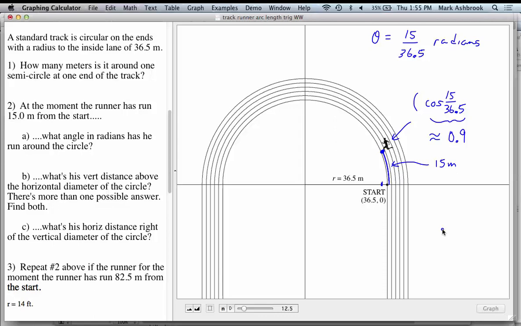Okay, what about the y-coordinate? How about Jared, number 2, Jared Smith? What about the y-coordinate? It would be sine.